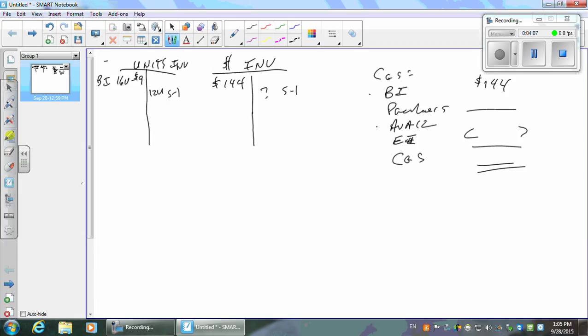Okay, so if I sold something that cost me $60 and I sold it for $100 to a customer on account, what would my journal entry be? Debit what? I sold it for $100 on account. Debit what?